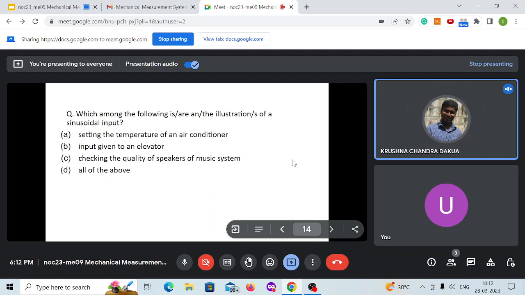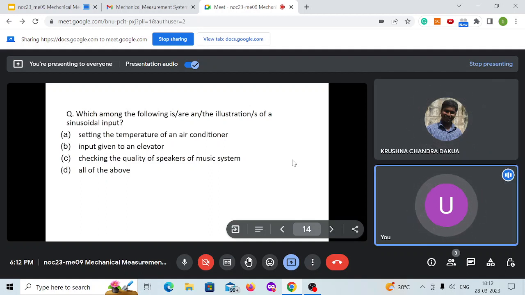Setting the temperature of an air conditioner: it will change based on the operating condition you set, but it's not clearly defined. Option B, input given to an elevator, is also not a sine wave; you just give one input. But if you want to check the quality of speakers of a music system, a certain sound has to be played, and it should oscillate between some maximum and minimum, so it goes through a harmonic. So the option will be C.